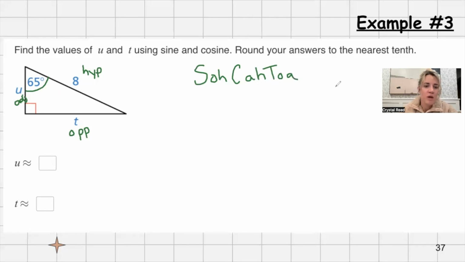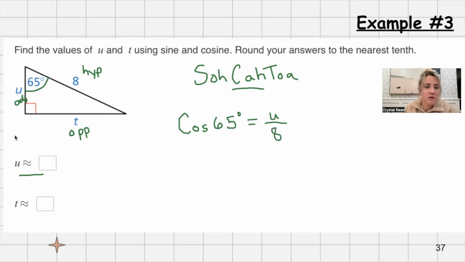It depends what we're trying to find first. Let's go ahead and try to find u. u is the adjacent, and what we know is the hypotenuse. So we're going to use the ratio that involves the adjacent and the hypotenuse. So that's cosine. Cosine is the ratio of the adjacent over the hypotenuse. So let's set that up. Cosine of our angle, 65 degrees, is equal to the ratio of our adjacent, which we said was u, over our hypotenuse, which is 8.